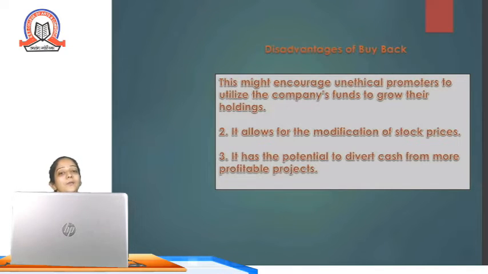It allows for the modification of the stock prices. Because of buyback, definitely the stock price will be affected. So here the chances of fluctuation in the stock prices are more, and it has the potential to divert the cash from more profitable projects. Here the possibility is there that the cash inflow of more profitable projects will be diverted to other projects.